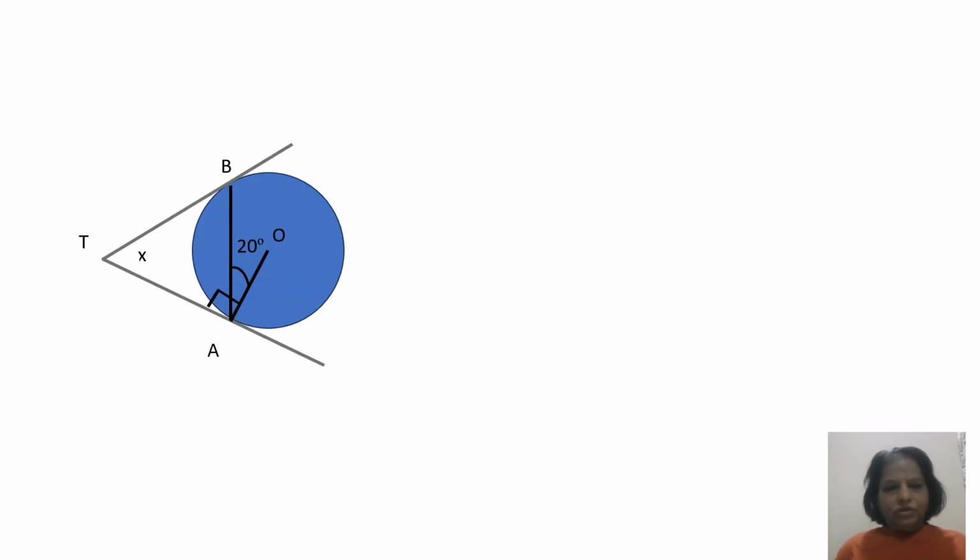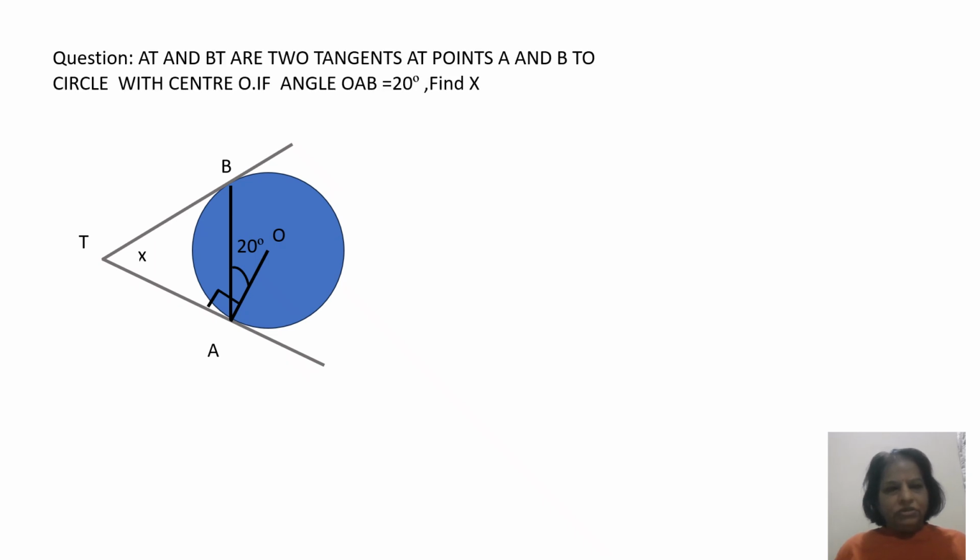Hello students, let us solve an interesting problem once again. Here is the question. AT and BT are two tangents at points A and B to the circle with the center O. If angle OAB is equal to 20 degrees, then find angle X.